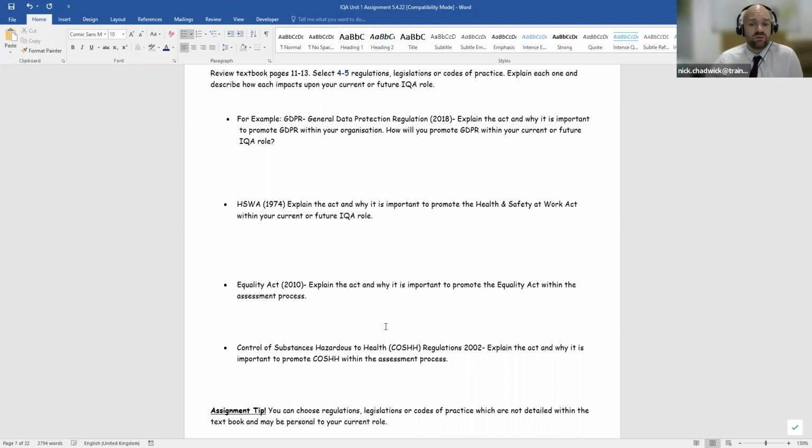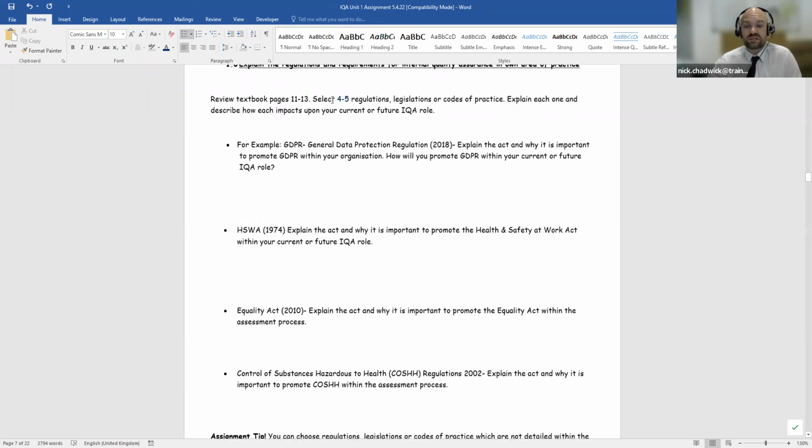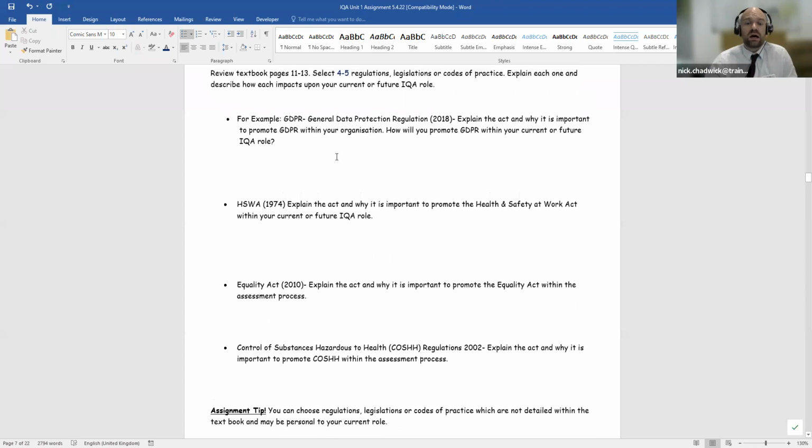Now, what I'd like for you to do for this criteria is to review textbook pages 11 to 13, and we would like for you to select any 4 to 5 different regulations, legislations, or codes of practice. Okay. Now, what we would like for you to do is to explain each one. Okay. So perhaps when they were founded, when they were created, and how each one applies to your current or future IQA role. So I have put 4 down on my template here as a bit of a guidance.